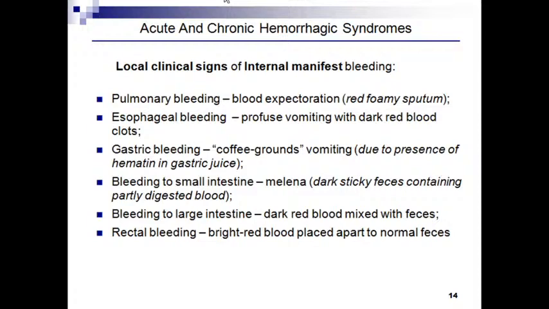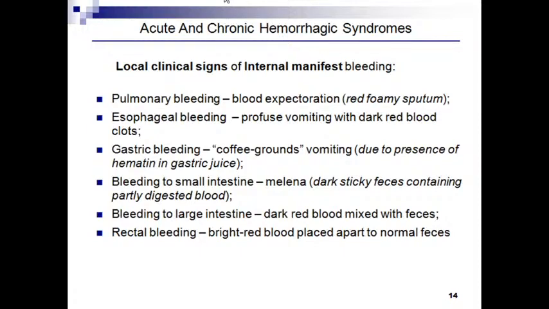Esophageal bleeding: profuse vomiting with dark red blood clots. As you know, in the lower part of the esophagus, we have esophageal veins, a portocaval anastomosis, and varicose dilation of these veins due to liver cirrhosis causes rupture of the veins and produces esophageal bleeding. Profuse vomiting with dark red blood.